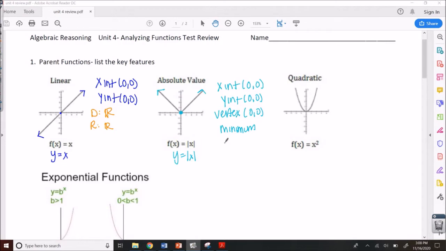My domain, again, is all real numbers based on these arrows that I go forever to the left and forever to the right. But my range, I definitely have a lowest point that I was talking about over here at the minimum. My lowest point is 0. So my y values are all greater than or equal to 0.